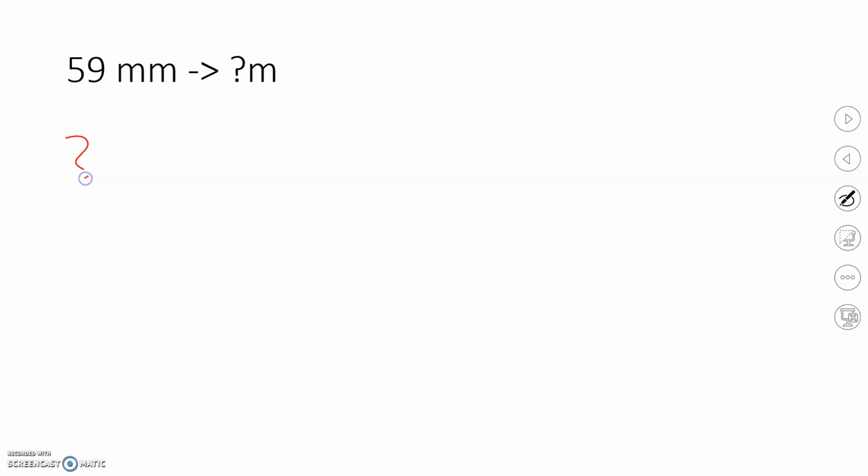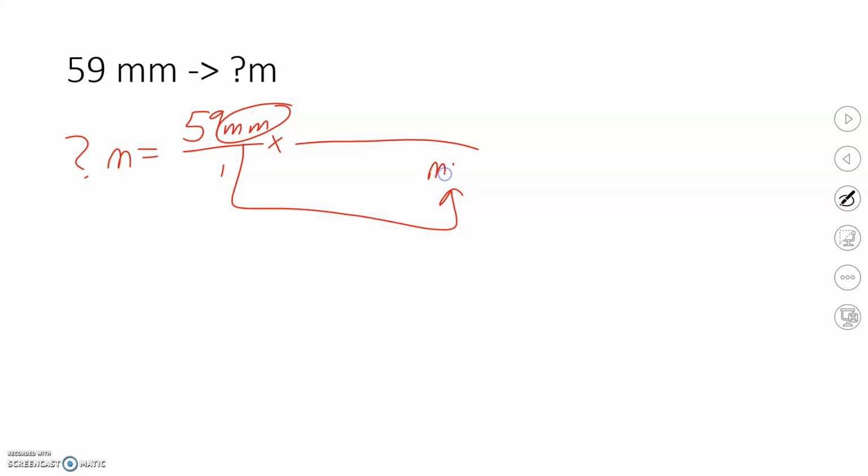Okay. Next one. So on this last one, we're going from 59 millimeters to meters. So again, we always start off with question mark meters equals 59 millimeters all over 1. Again, millimeters is on top. So millimeters goes on bottom, and meters goes on top. When we look at our unit conversion, we know 1 millimeter equals 1 times 10 to the negative 3rd meter. So that means our millimeter gets the 1, and then 1 times 10 to the negative third goes on top.